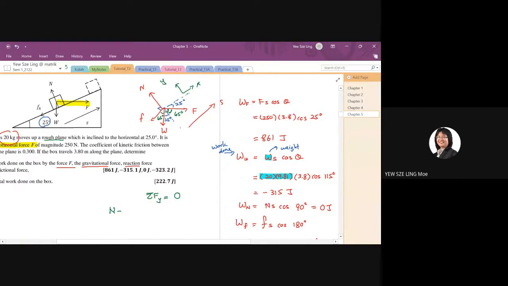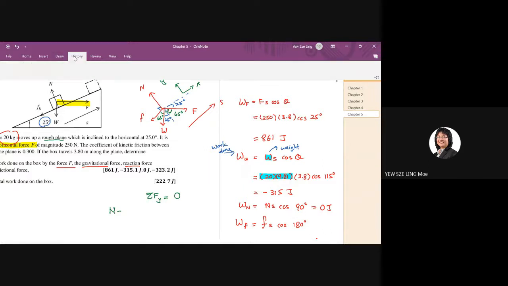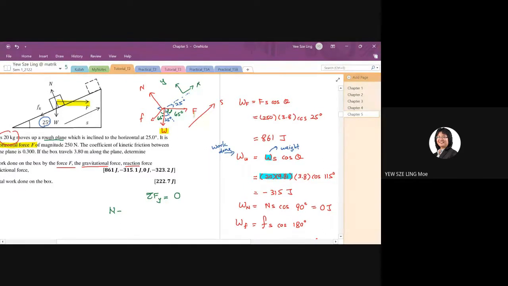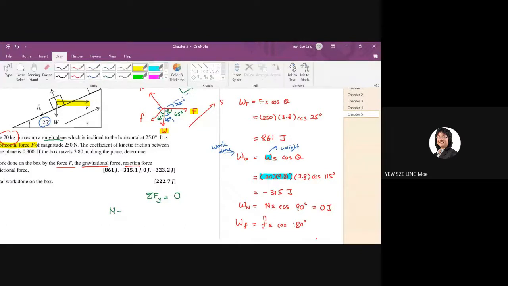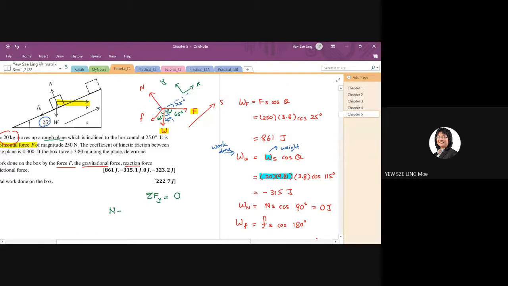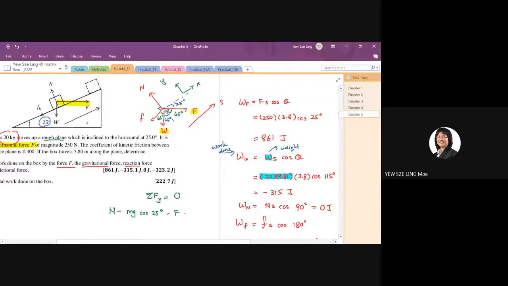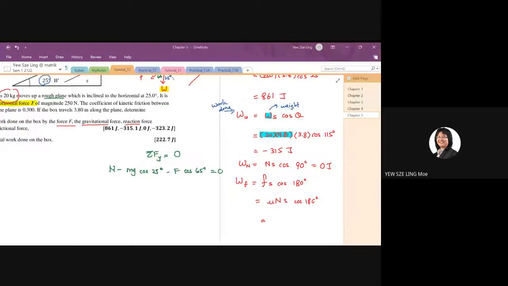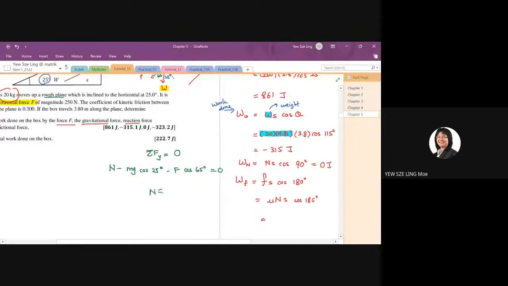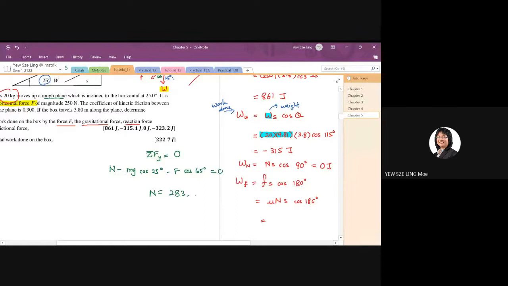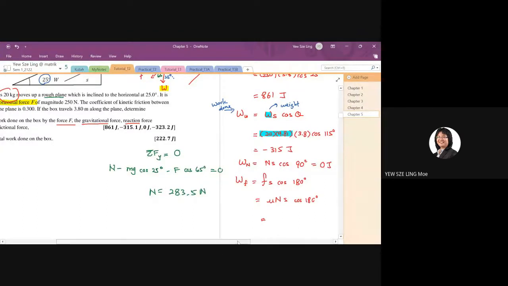Both of them are not lying on the x component or the y component, which means you need to resolve W and F into the y component so that you can use it to calculate the normal force. So I have N minus W, which is mg cos 25 degrees, minus F cos 65 degrees, equals 0. From here you calculate the normal force. You are going to get a value of 283.5 Newtons.